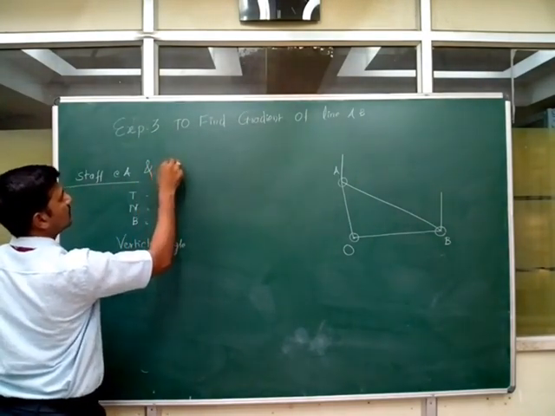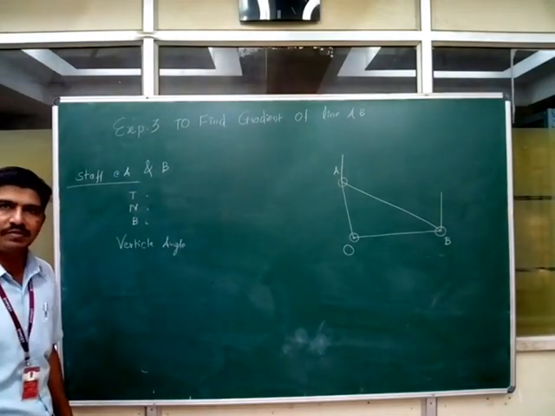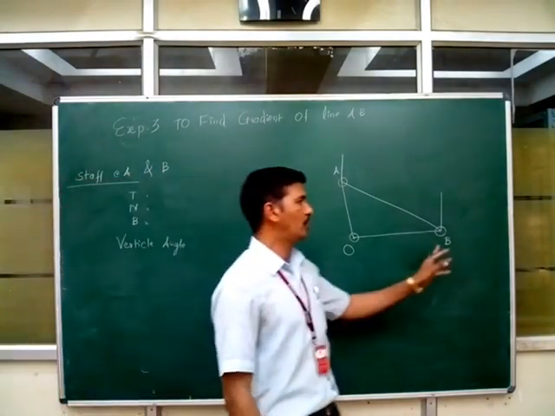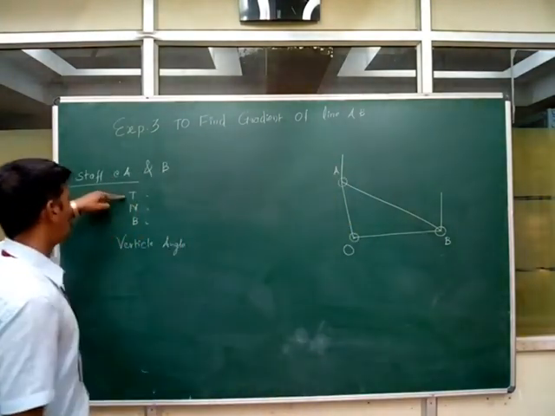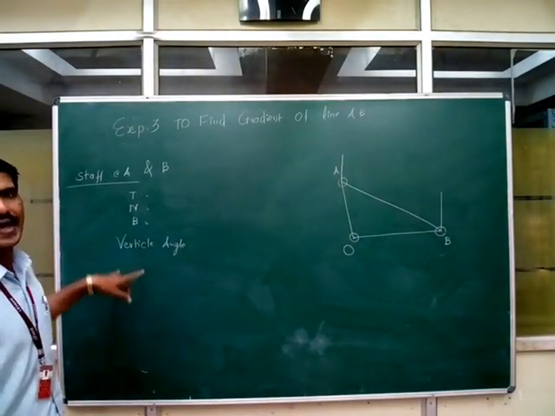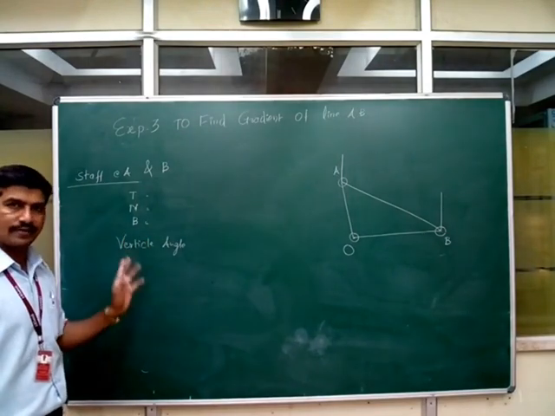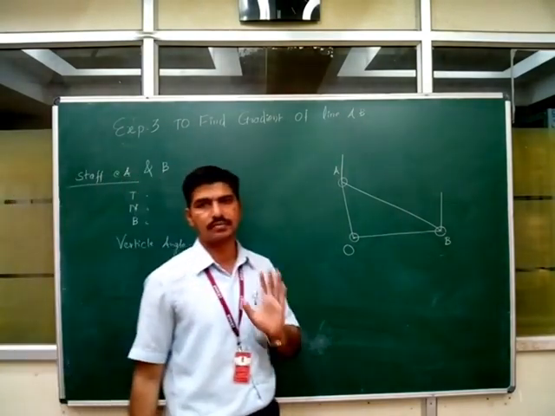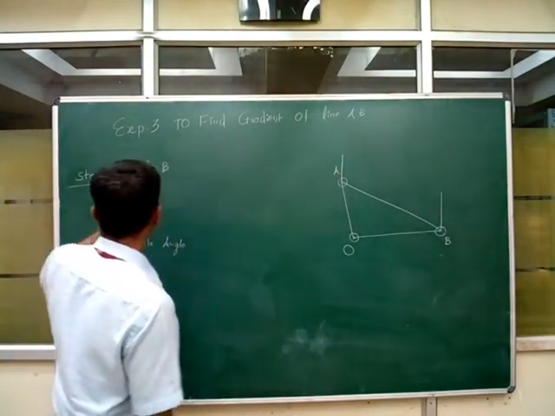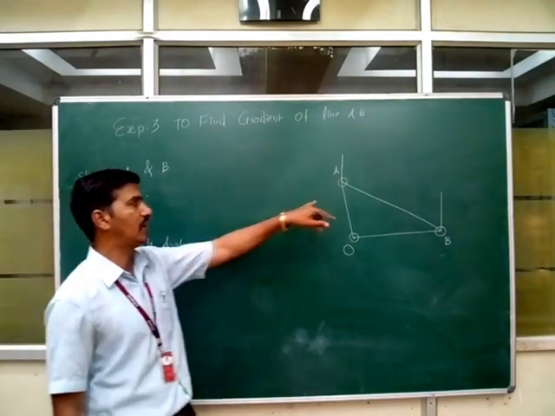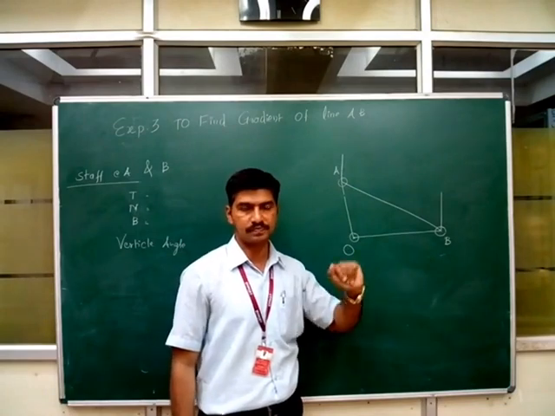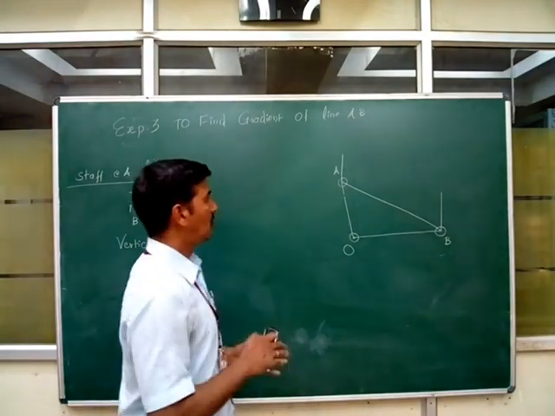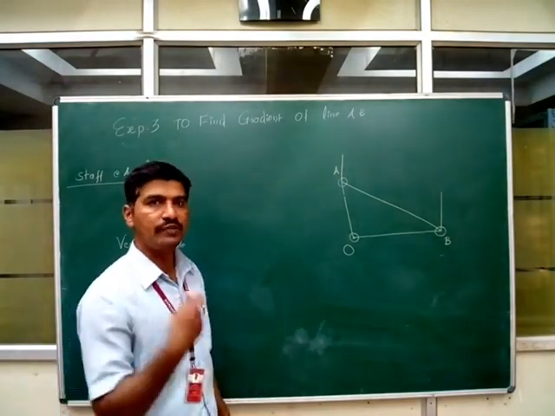We require the same observations when we keep the staff at point B. When we keep the staff at point B, again we require top, middle, bottom cross-hair reading as well as vertical angle. By using these readings, we can easily find out RL of point A and RL of point B.